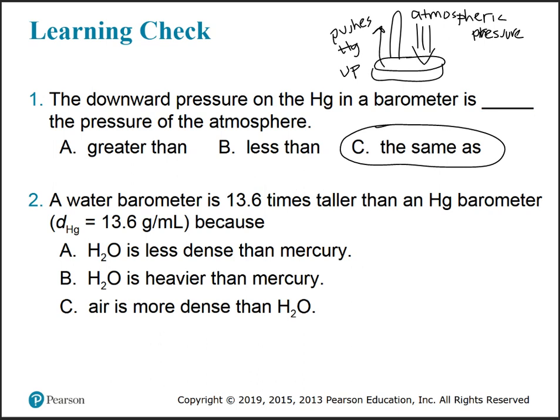Question 2 asks about a water barometer. So a water barometer is 13.6 times taller than a mercury barometer. And I'll tell you that the reason is A. Water is much less dense than mercury. The density of water is about 1 gram per milliliter. So it needs to be a lot taller to be able to do the same thing as the mercury.